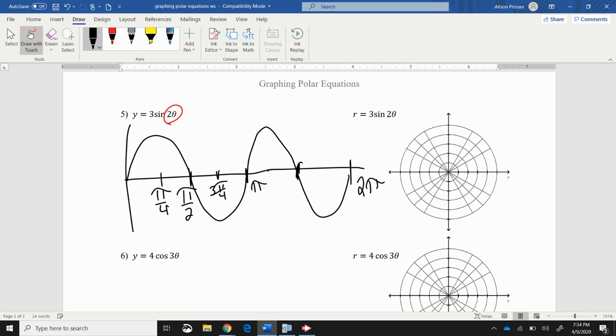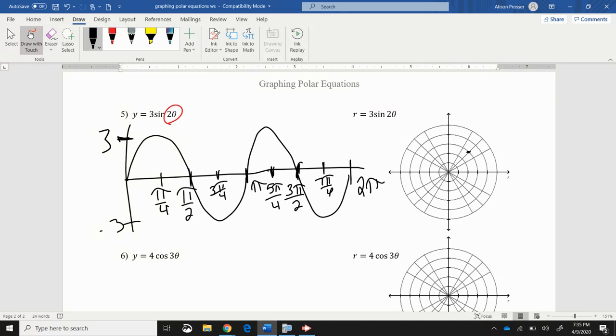Let's see, this point is 3 pi over 2. This point right here is 5 pi over 4. And here is 7 pi over 4. This goes up to 3 and down to negative 3. So at pi over 4 now, you're going out to 3.